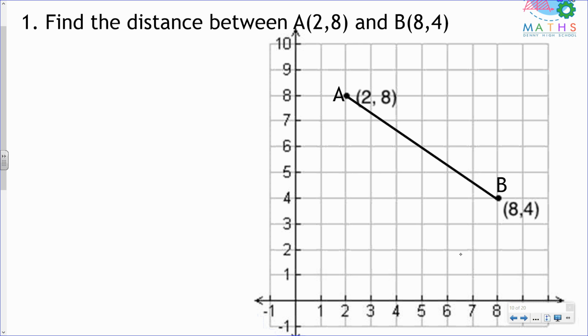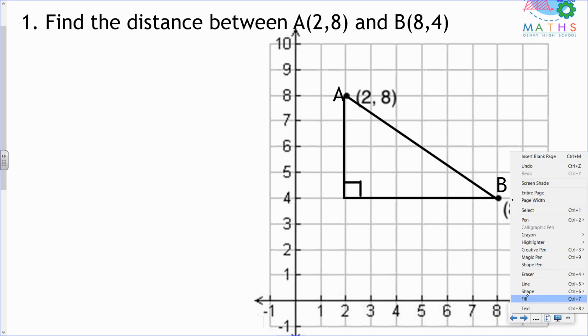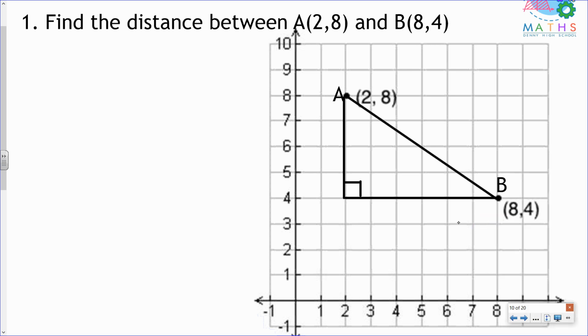From here we want to then construct a right angle triangle by extending point A down and point B back to meet at right angles to one another. And therefore we can see that we've constructed a right angled triangle. We then want to use Pythagoras to calculate the length of AB.